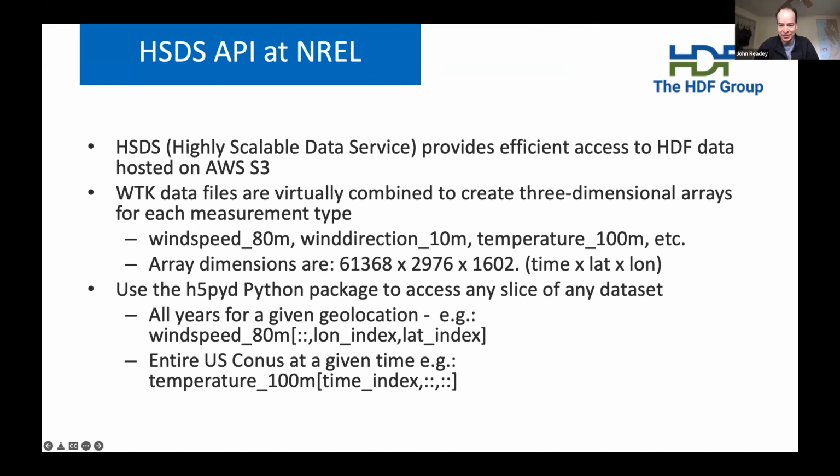For each of these variables, the array dimensions, for the old WTK at least, were 61,368 by 2976 by 1602. And using this Python package, you can again slice and dice these 3-dimensional data cubes in any way you want. So you may, for example, for a given geolocation, want to get all the data covering the continental United States. And that's easy to do in 1 line of code. Or, for example, you may want to get a time series given the current time value and get all the values for that time range.